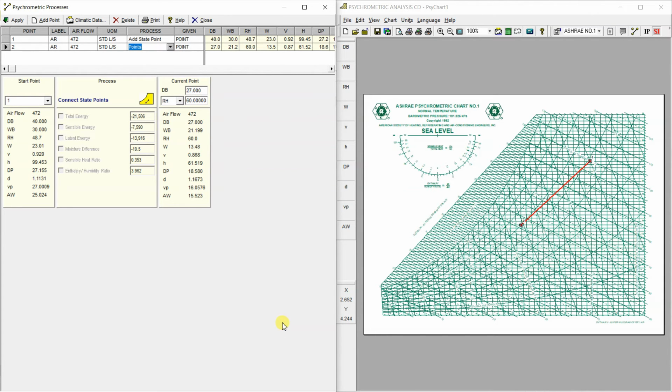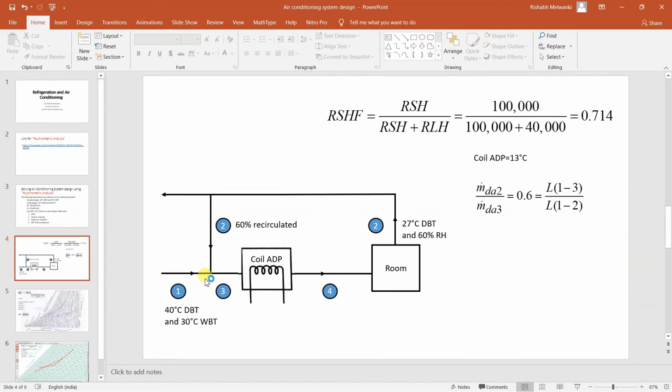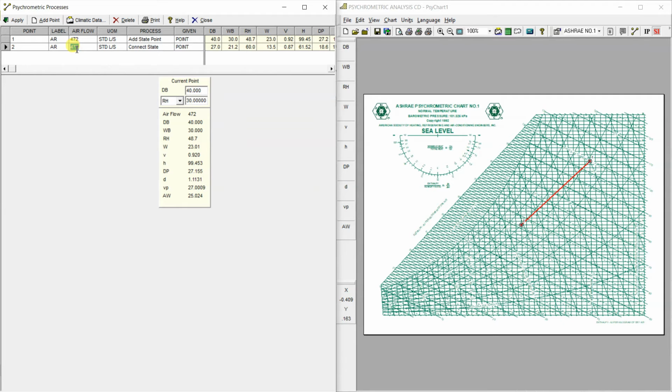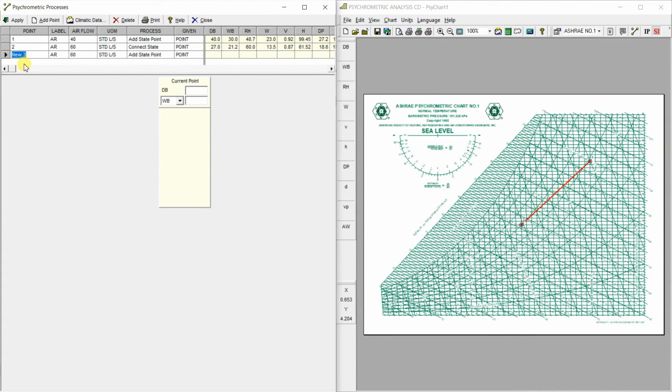Now one more thing which is remaining, we don't have exact value of mass flow rate. Okay, we will consider point 1 40% air is there and point 2 60% air is there. So point 1 40%, point 2 60%. Point 1 here I'll write 40%, apply, and point 2 is 60%, apply. Okay, now point 3 is mixing point. Okay, so I'll add a point 3.